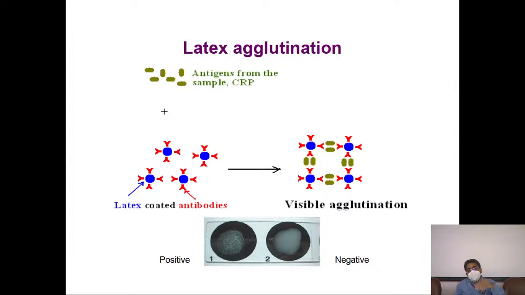Now if they find the antigen, they will cross-link, and visible agglutination will appear, like in the lower picture, the left one, that is a positive agglutination. But if they don't find the antigen, these will all be lying separately, no agglutination, like reaction number 2, that is the negative. This is commonly used. We use it in the laboratory for ASO, that is anti-streptolysin O, and CRP, C-reactive protein. So these reactions are available.